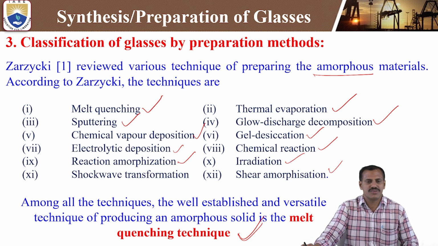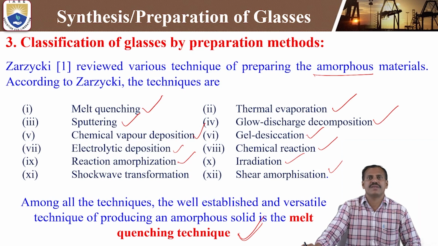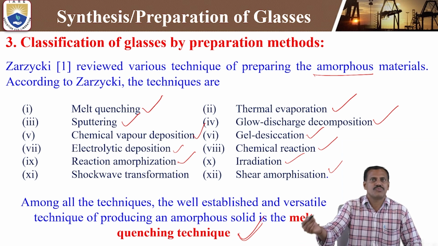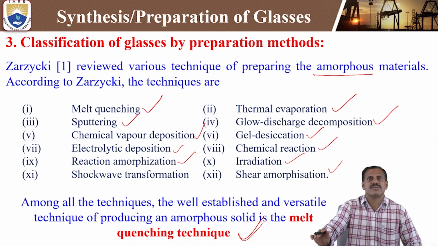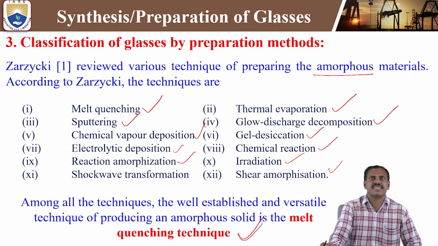Melt quenching means you heat the glass composition to a high temperature and suddenly cool it down to room temperature. That is called melt quenching. So we take different chemical compositions, put them in a crucible, and heat the sample to a higher temperature, suppose 1000 degrees centigrade. After this, we have to quench from the high temperature to room temperature. That is called the melt quenching technique. By using this technique, we prepare different rare earth doped glass materials. This is the prominent and unique technique to prepare glass materials.